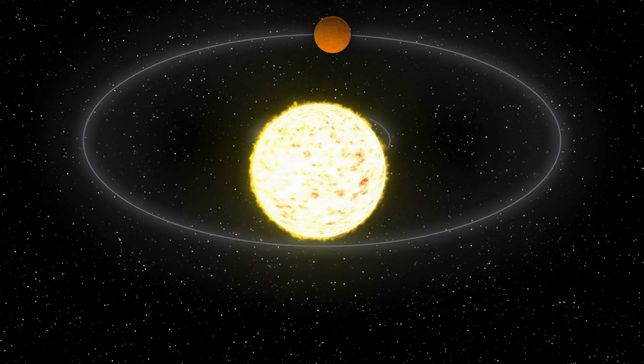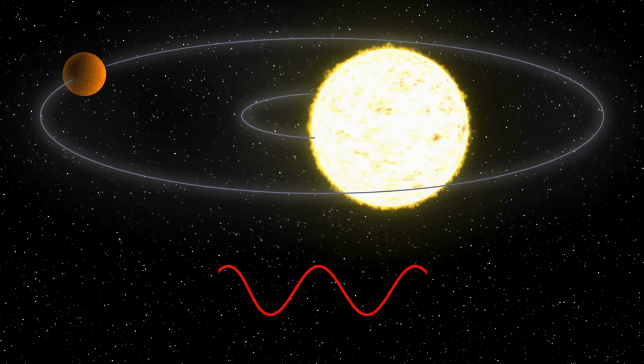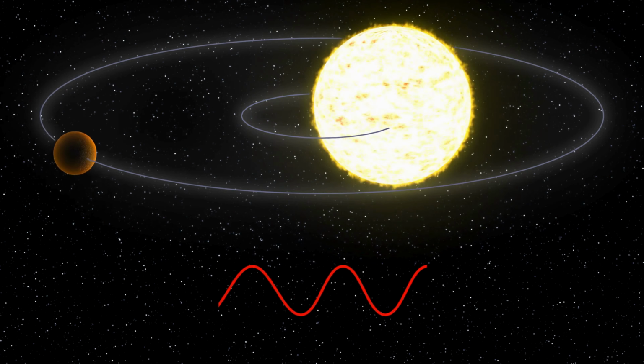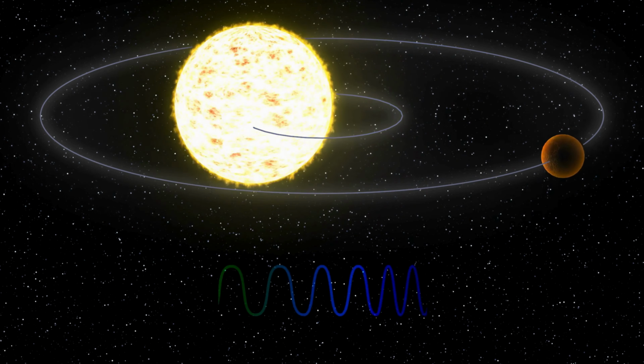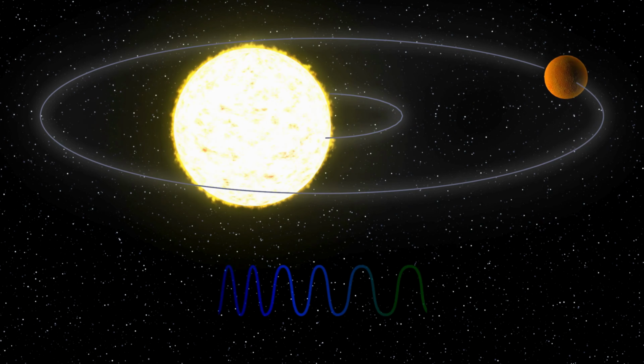The radial velocity method was one of the first successful ways to find exoplanets, and continues to be one of the most productive methods. Over 1,000 exoplanets have been found using this method.